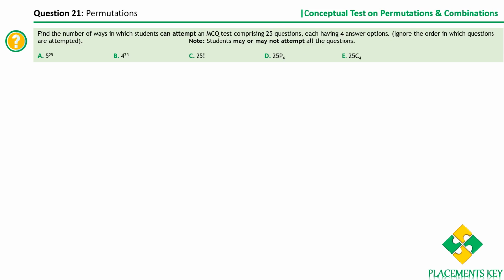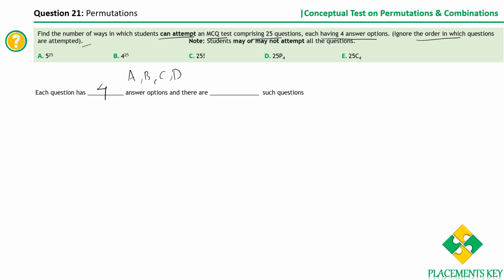Find the number of ways in which students can attempt an MCQ test comprising 25 questions, each having 4 answer options. Ignore the order in which the questions are attempted. Now, let me write it out here. Each question has how many answer options? It has 4 answer options, right? What are they? A, B, C and D. And there are totally 25 such questions in the test.